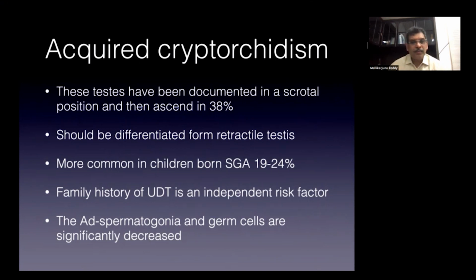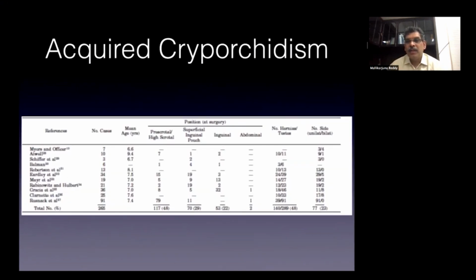If you look at acquired cryptorchidism and the number of hernias in these testes, about 140 out of a total of 289 had hernias. And it could be unilateral or bilateral. About 2/3 are unilateral, 1/3 are bilateral. So the presence of a hernia is a very important point, as these testes can ascend.